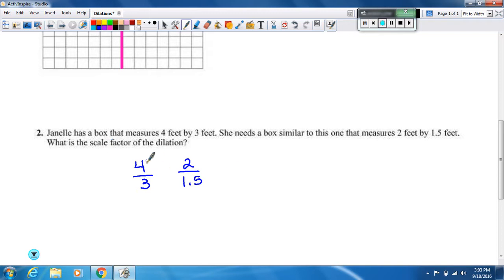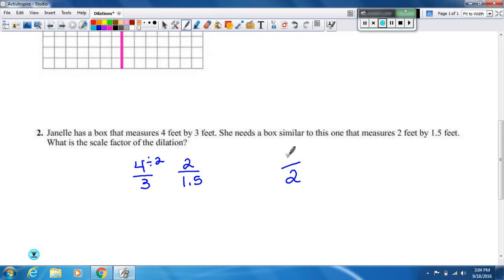Well, you have to figure out how you get from 4 to 2. You could use the bottom, it's the same thing. 3 divided by 2 is 1.5. So 4 divided by 2 is 2. So 2 is a scale factor, but since the number is getting smaller, you need a fraction for a scale factor, not a whole number.